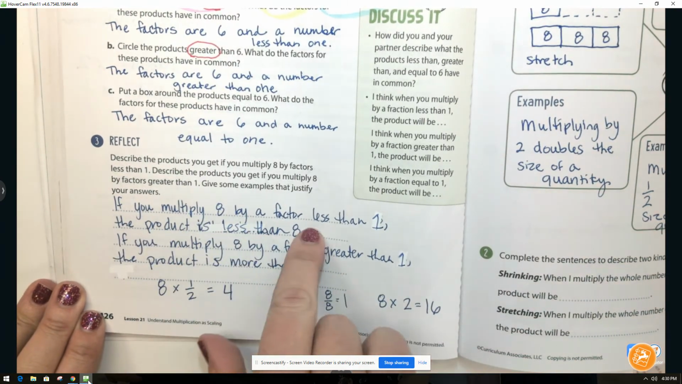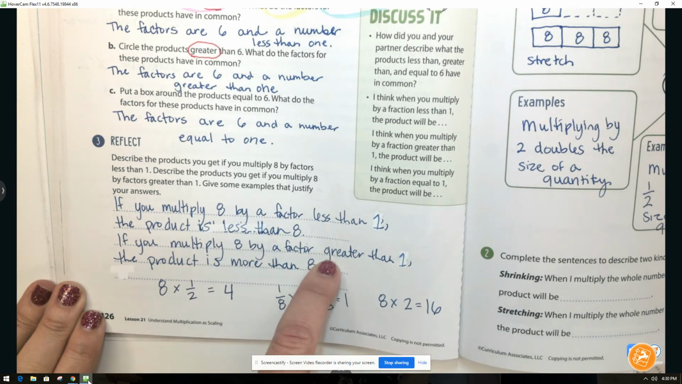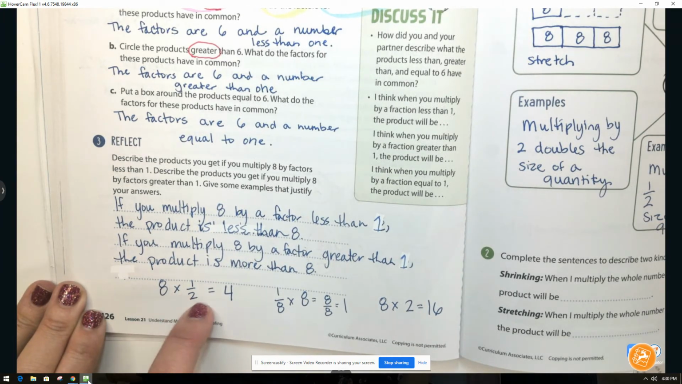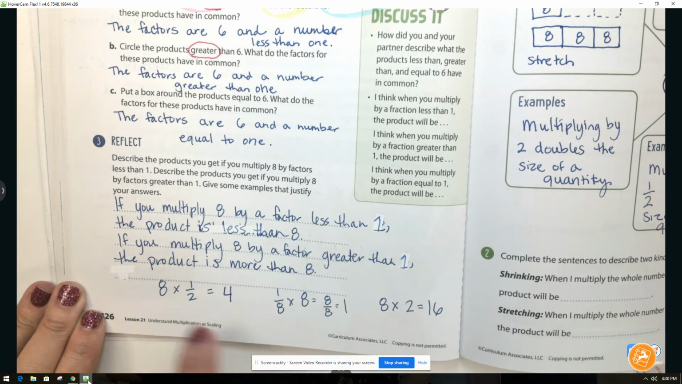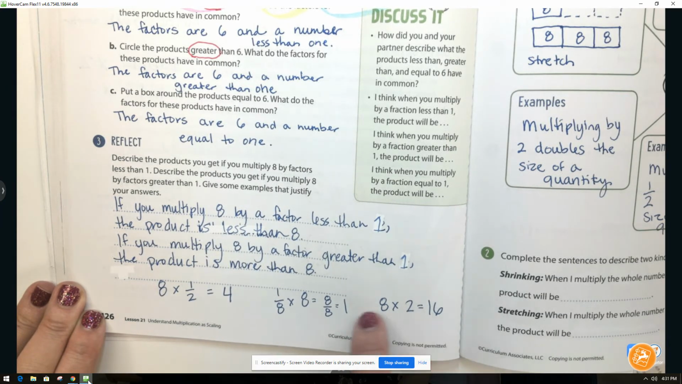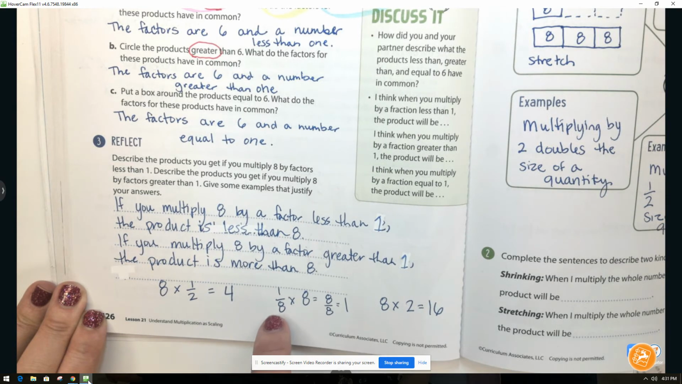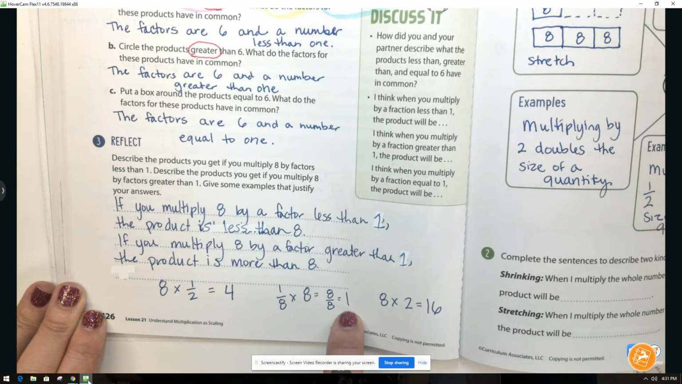If you multiply 8 by a factor less than 1, the product is less than 8. If you multiply 8 by a factor greater than 1, the product is more than 8. So for example, 8 times 1/2 is less than 1, so it results in a product that is less than 8. When we multiply 8 by a factor greater than 1, we always result in a product greater than 8. When we multiply 8 times a factor, in this case, 8 times 1/8, that gives us an answer of 8/8, which equals 1.